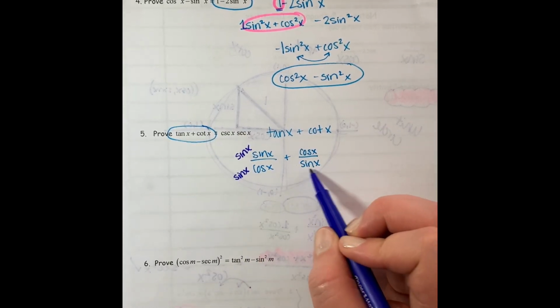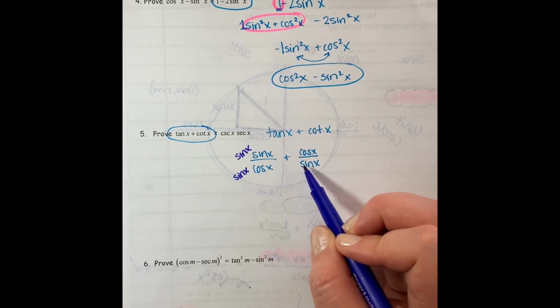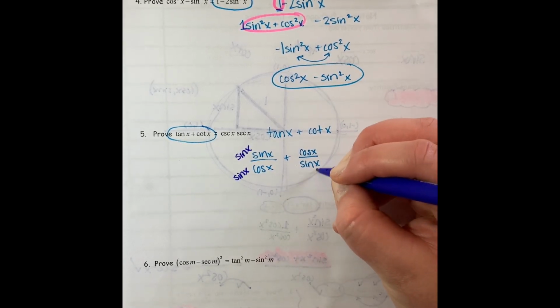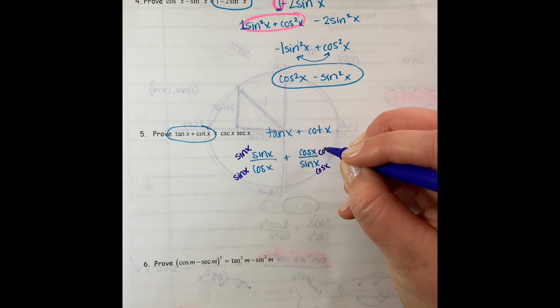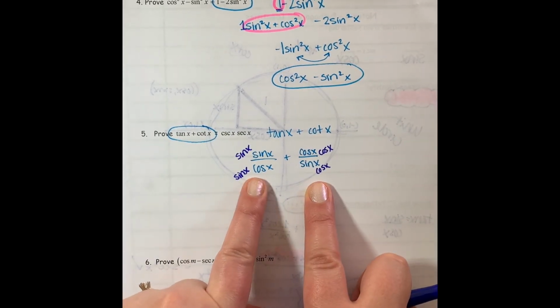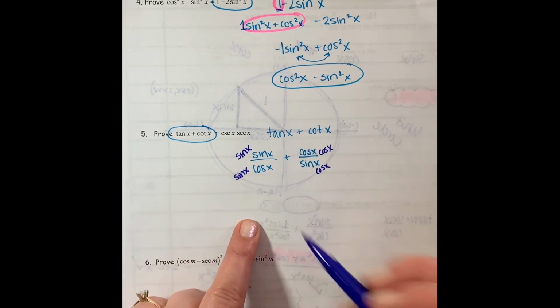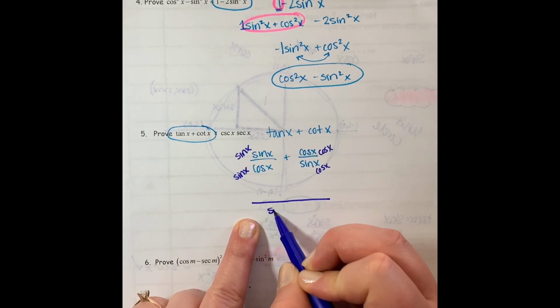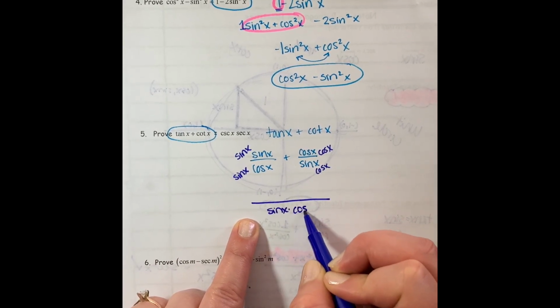Okay, well now look at this fraction. I already have the sine. What does this one need though? It needs to match here, so it needs another cosine. Okay, so now what do they both have on bottom? A sine x and a cosine x. So I can make one big fraction, with sine x cosine x on bottom.